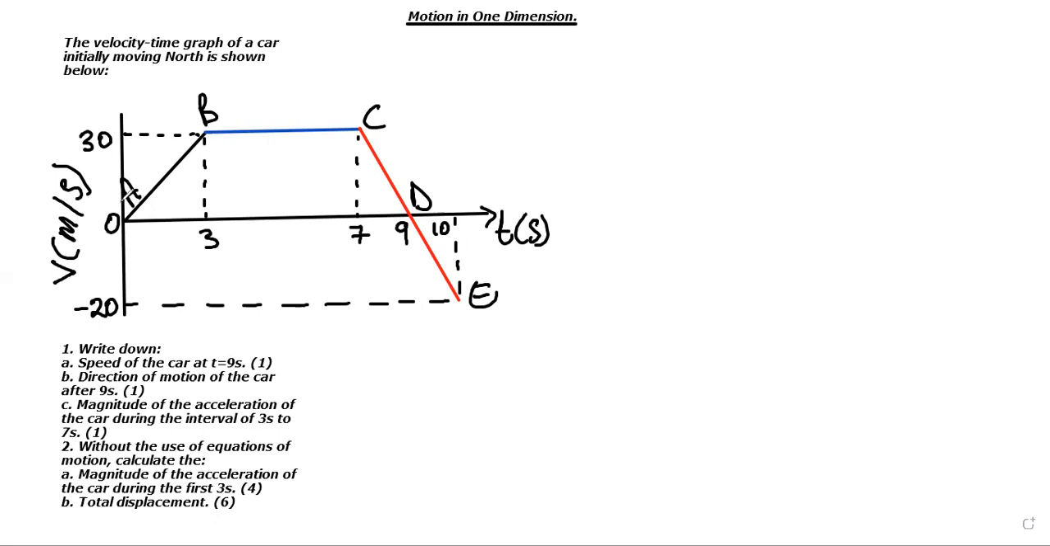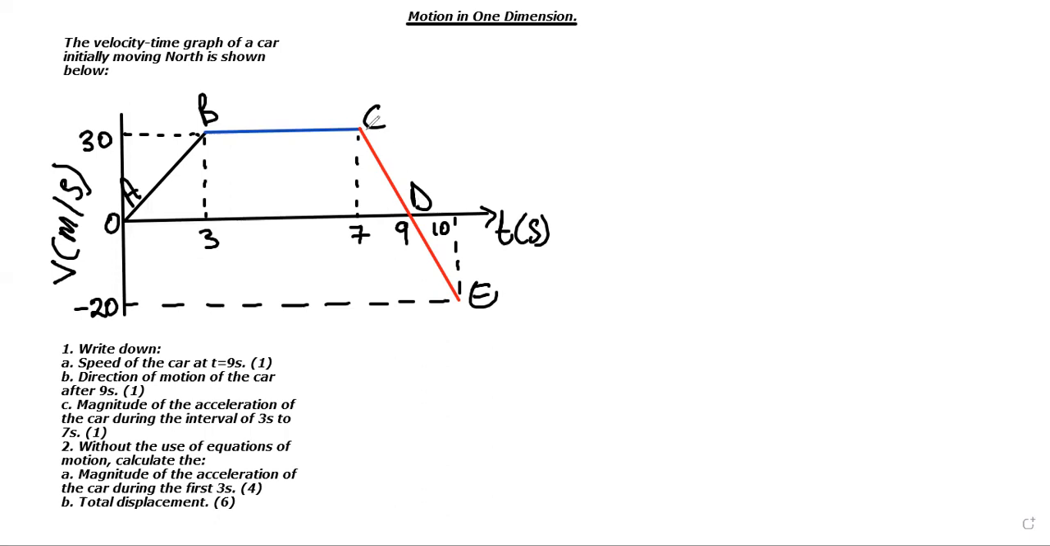Alternatively, you could have said the velocity of this car increases from 0 meters per second to 30 meters per second in 3 seconds. Or the third way you could have said the car is speeding up. But if we look at the part BC, here you can simply say the car is moving at a constant velocity to the north.